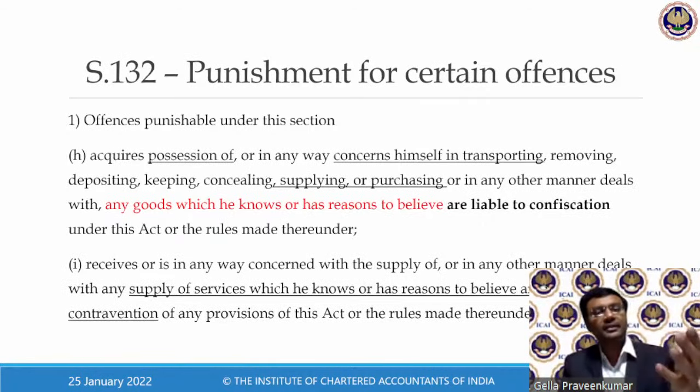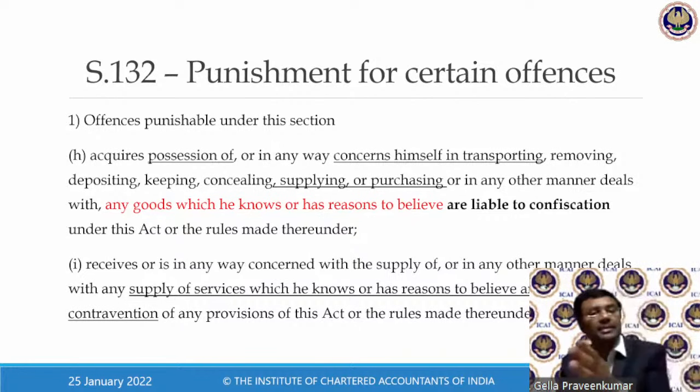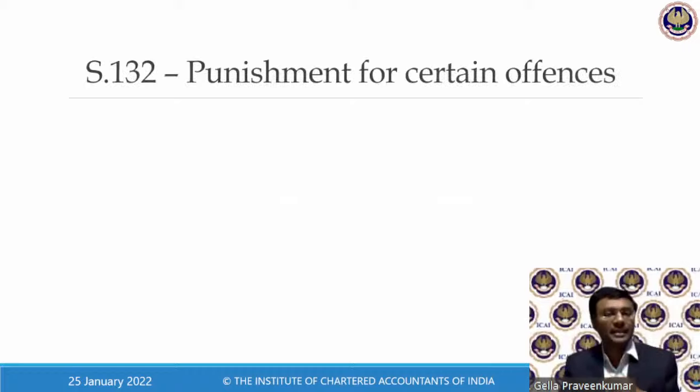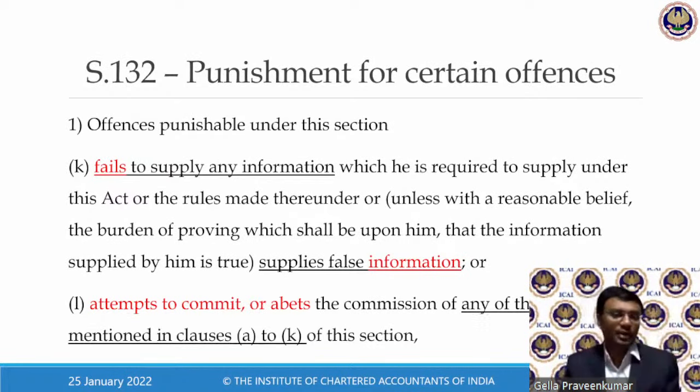Acquires possession of information concerning transport, removing, etc. Receives or in any way consents to the supply in any manner of goods which he knows are liable to confiscation, in contravention of the law. Tampers with or destroys the material evidence. Fails to supply any information which was called for. Attempts, commits or abets any of the offences notified, A to K.